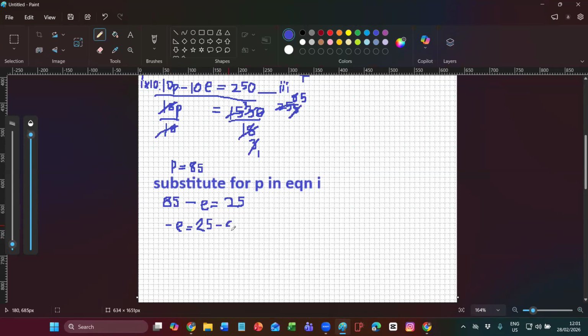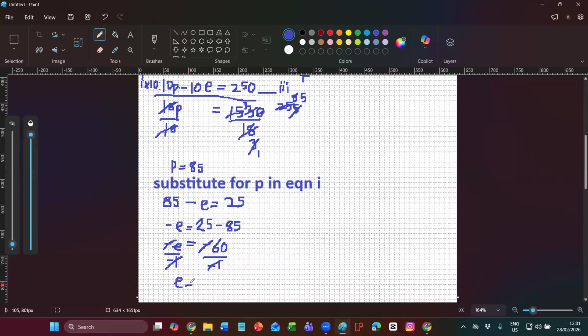Are you sure it's going to give me 60? Or minus 60? Minus 60, because it's a small number minus a big number. So it will give me minus 60. So minus E equals what? Minus 60. If I divide both sides by minus 1, what will happen? What will be my final answer? E equals 60. Exactly.